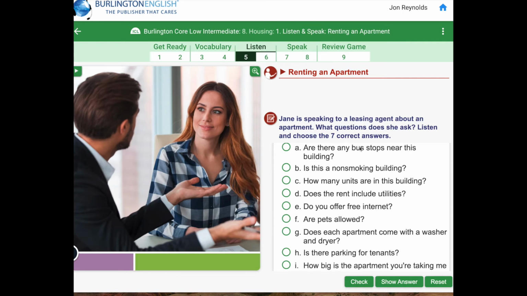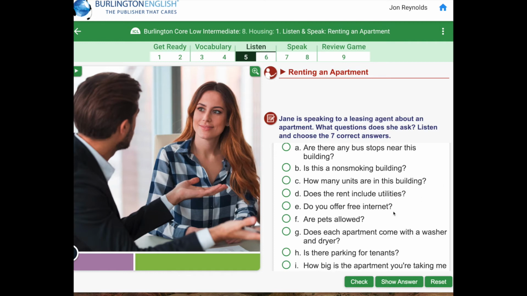What about smoking? Is this a non-smoking building? Well, there's no smoking in the lobby or in the elevator. Good. But tenants can smoke in their apartments. That's okay. I don't have a problem with that. I also have a question about the rent. It's $870 a month, right? Right. Does the rent include utilities? It includes electricity and water. Tenants pay for gas. Okay.